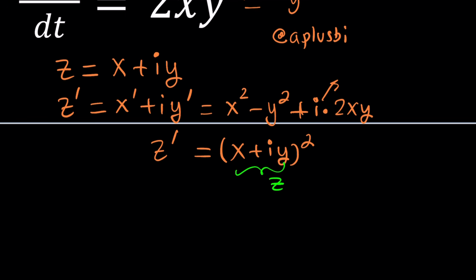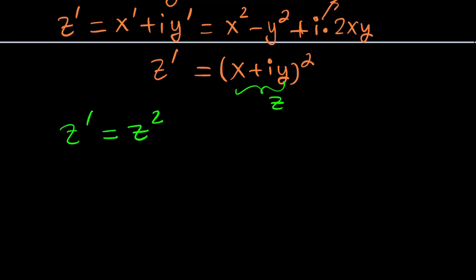Yes, it is. So we get an even better equation: z prime equals z squared. Notice how from a system of equations, we go to a simple differential equation, which is actually fairly easy to solve because it is separable. Let's see how it's separable.